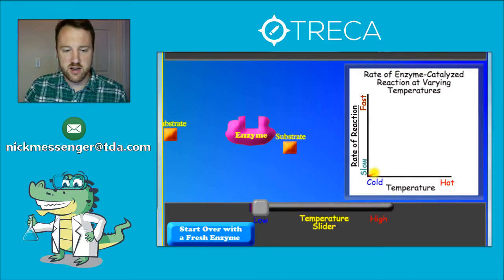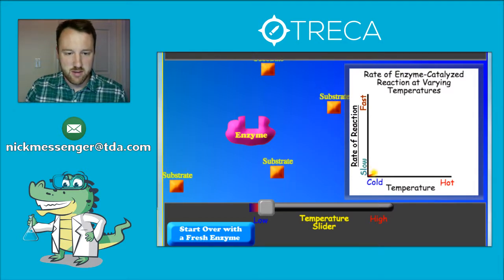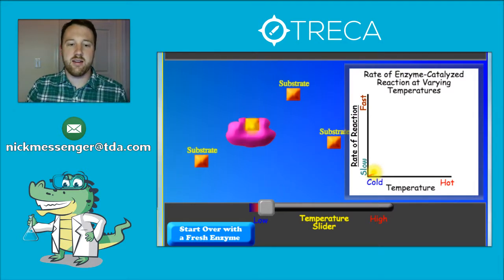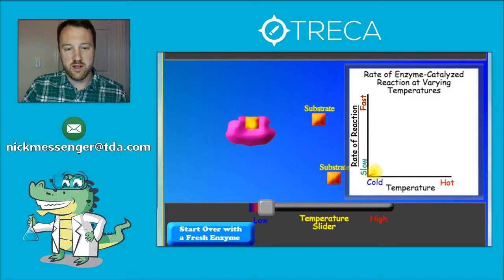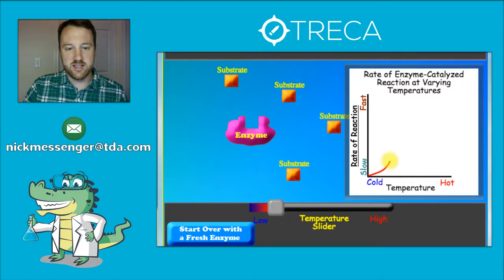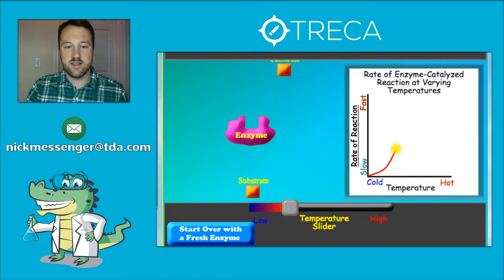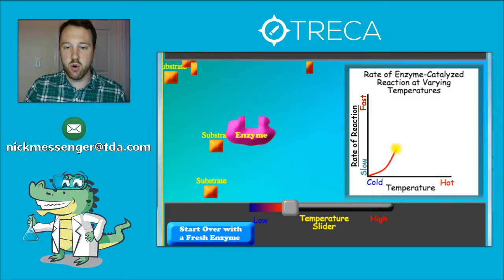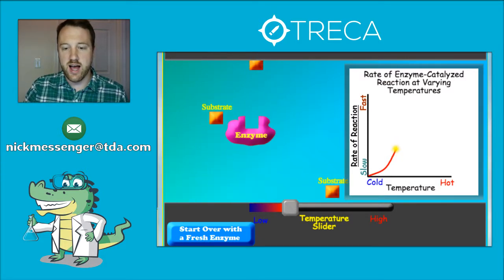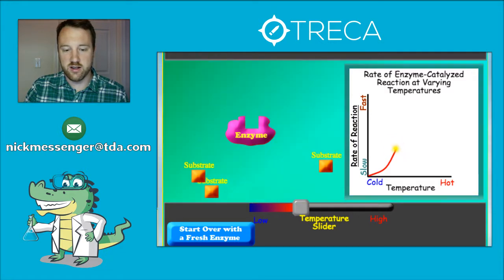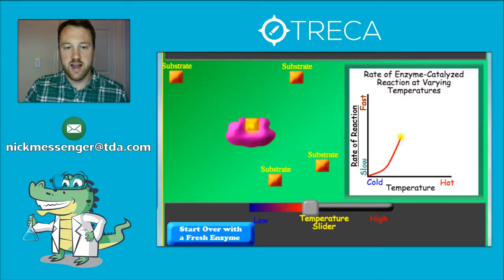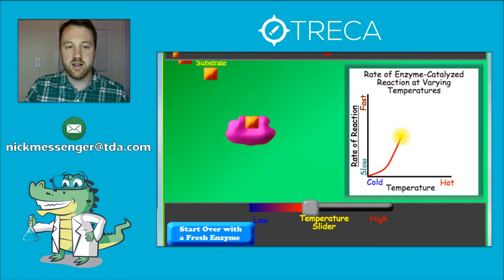So I'm going to start, and I'm going to let it go at a pretty cold temperature. And we see the substrate start bouncing around, and they lock into the enzyme. And if I start increasing the temperature even more, we see over here on the graph that the substrate starts actually getting broken apart faster. So we got hotter and it got faster. So let's go even a little higher, a little bit warmer. That enzyme, they're all moving faster, they're bouncing around, they're getting reacted faster.